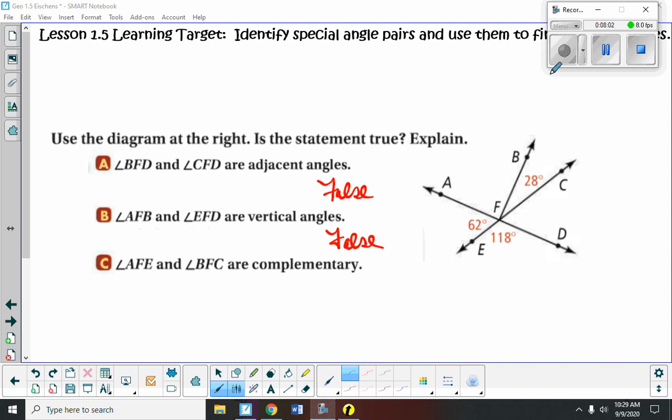Okay, next one says angle AFE and angle BFC are complementary. Well, again, think about what does complementary mean? It means the sum is equal to 90. So 62 plus 28, what does that equal? 90, so that would be true because their sum is equal to 90.